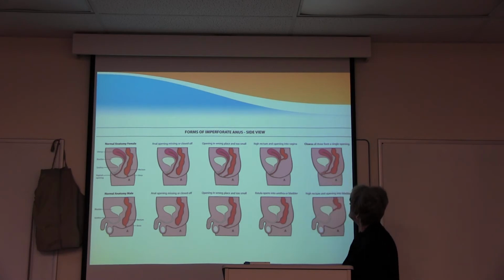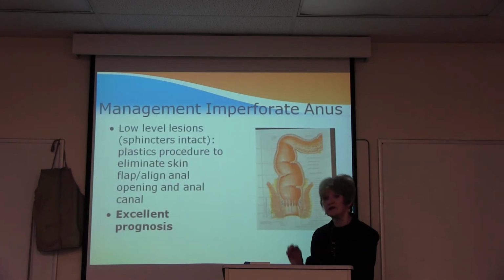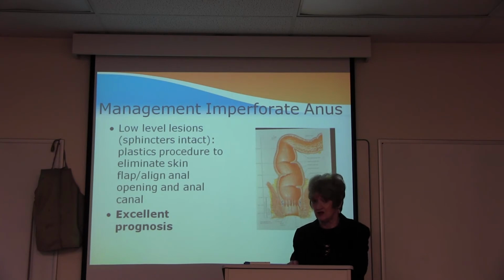There is another anomaly known as cloacal exstrophy. We'll mention that briefly in another class. I really don't want you to worry about that. Okay, so let's talk about low lesions, intermediate lesions, high lesions.